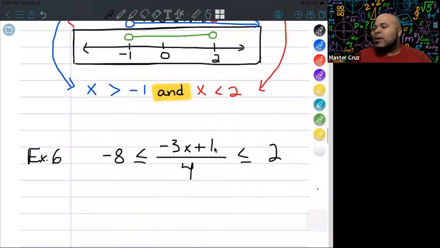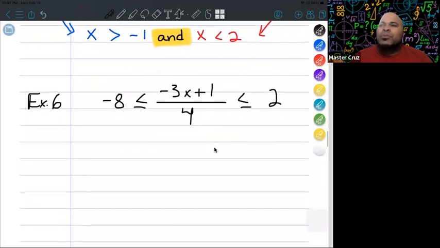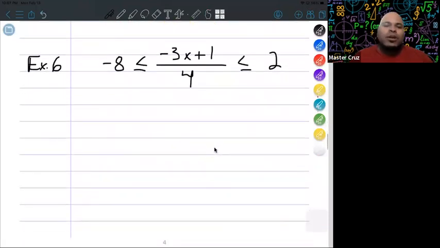Let's do the last problem, because this is the most challenging problem when you have different numbers. What do you do? Well, the goal here is to get x by itself inside. And the reason why x is not by itself inside is because it's being multiplied by -3 and added by 1 and divided by 4. These numbers that I highlighted, those are the numbers that we want to cancel.